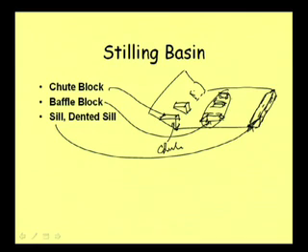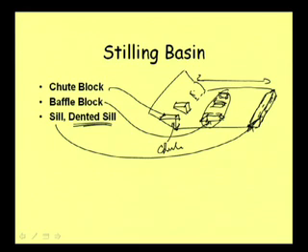There are cross currents forming, and that way this energy gets dissipated here, and at this sill the water depth rises, and that way it helps in forming the hydraulic jump within this portion. So that portion is called the stilling basin.